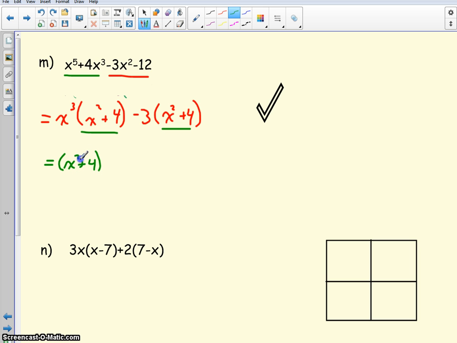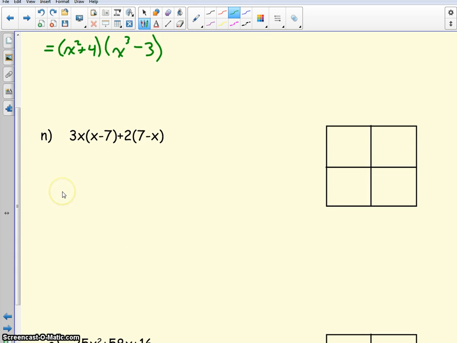Okay, that should be squared there. And what's left over is x cubed from over here, and minus 3. Okay, you check to see if these can go any further. This isn't a difference of squares because 3 is not a perfect square. That's not a difference of squares because it's addition. So we've taken this as far as we can go.